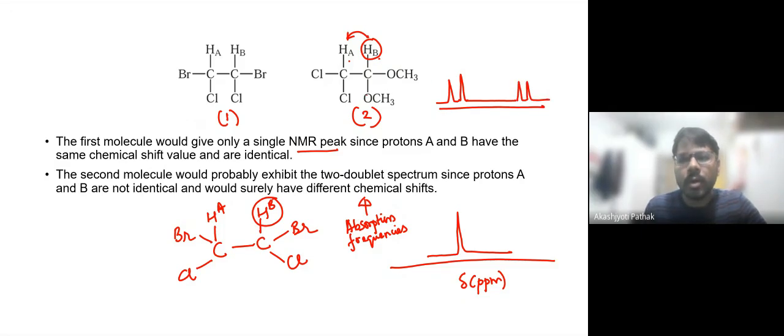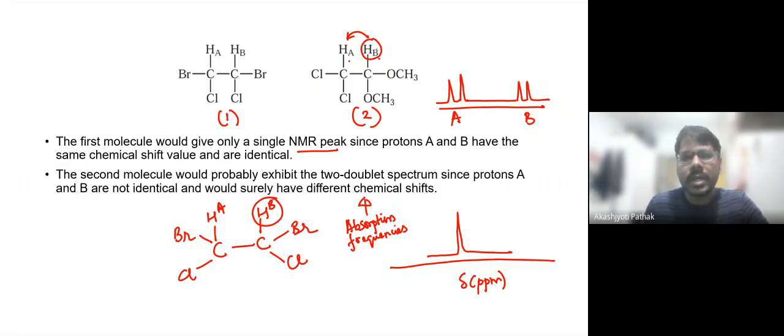Now which is more electronegative, chlorine or acetate? We had discussed it in the last class, right? If we look at the electronegativity, chlorine is more electronegative compared to OCH3. So it will be more downfield shifted compared to the acetate ion. So your HA proton will be more downfield shifted, which means that it will have a higher ppm value. And this will be B.